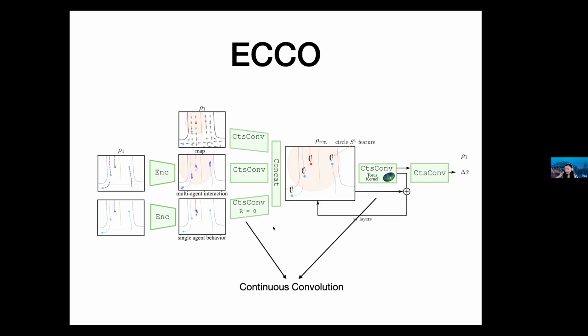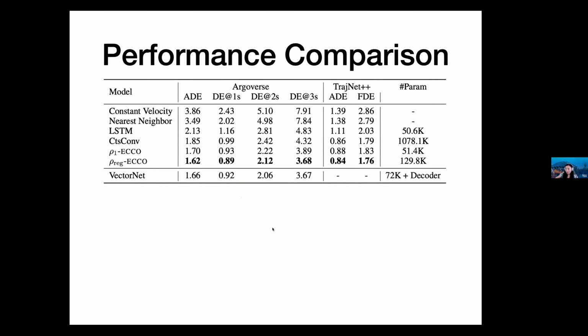Okay, so let's look at the practical performance of this deep learning model. We compared our model with several state-of-the-art baselines. So these are standard baselines. Constant velocity is a very simple baseline. We just predict the cars to have constant velocity. Therefore, the velocity is not changing, and we can just forecast their future trajectories.